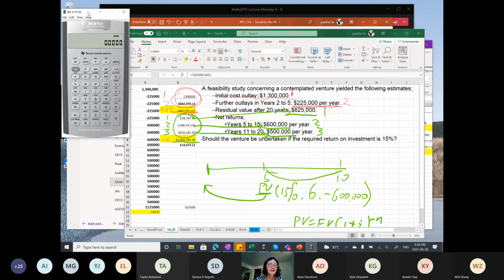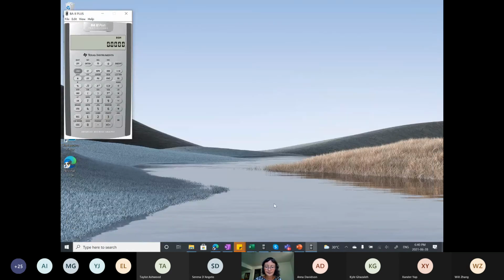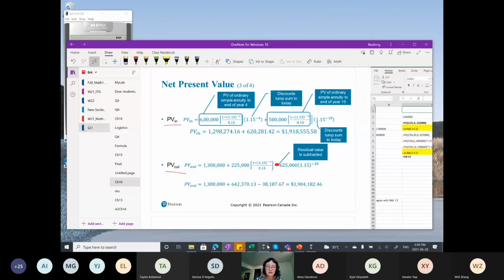You can use the calculator here, the NPV function. Oops. Where's my Excel?